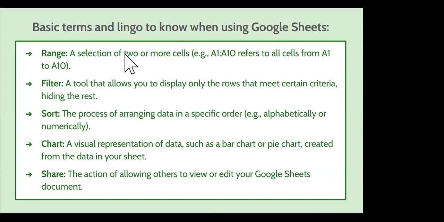So you also have a range. A range is a selection of 2 or more cells. So if you select multiple cells at one time, that is a range, right? Filter allows you to display only the rows that meet certain criteria. So for example, you can filter by names that start with A or names that start with B. Sort is the process of arranging data in order, such as alphabetically or numerically. So you can organize from A to C or C to A, or numerically from 1 to 10 or 10 to 1. It reverses the organization or sequence.